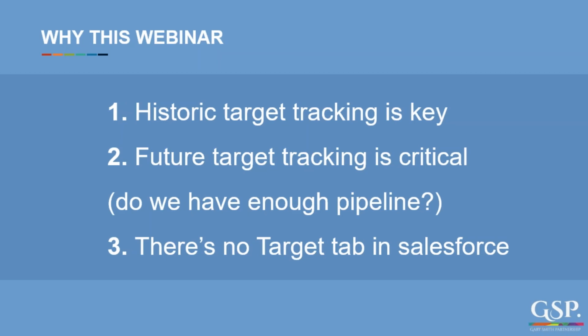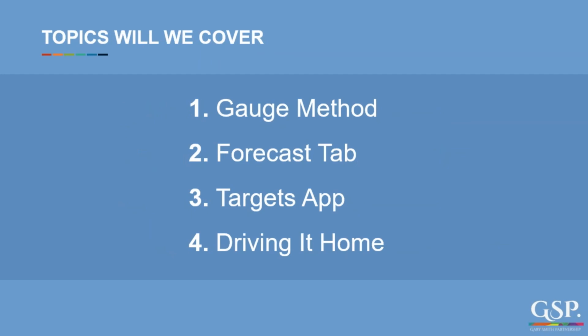So what we're going to cover are the three different ways of measuring performance against target in Salesforce: the gauge, the forecast, and the target app. We'll also spend a little bit of time talking about how to drive the impact home, really use target tracking to maximize the effectiveness of management and of salespeople in their performance.